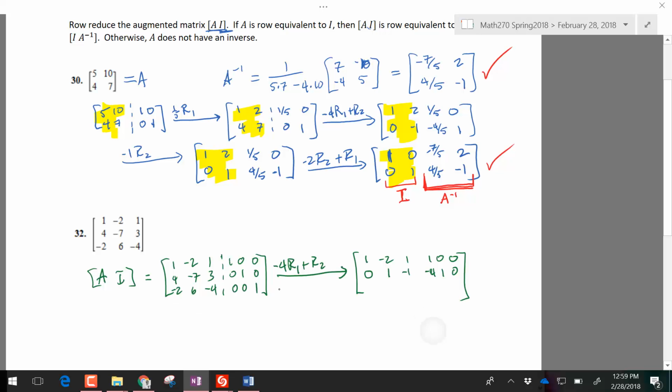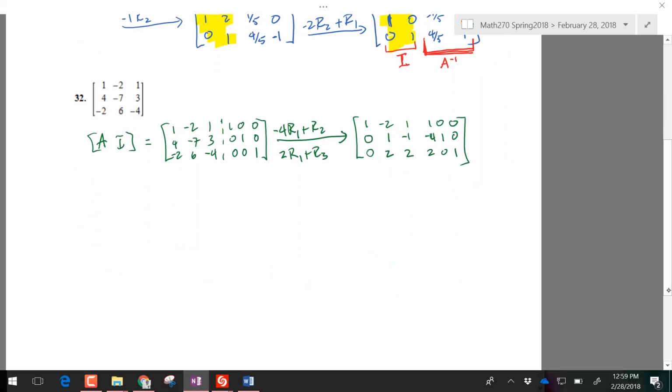This is a negative 2, so I think I want to multiply the first row by positive 2, add it to the third row. So what do we have here? 2, it's negative 4 plus 6 is positive 2. 2 minus 4 is positive 2 again. And then 2, 0, 1. Okay, right so far?